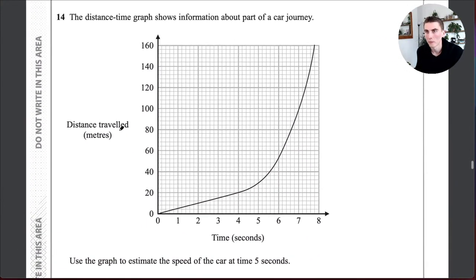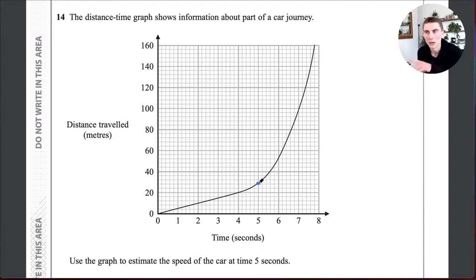Okay. So, number 14. This one says, the distance time graph shows information about part of a car journey. We can see the graph here. We've got time on the x-axis and the distance travelled in meters on the y-axis. And it says, use the graph to estimate the speed of the car at time 5 seconds. So we want the speed of the car at 5 seconds. So 5 seconds is here, so that's this point here.